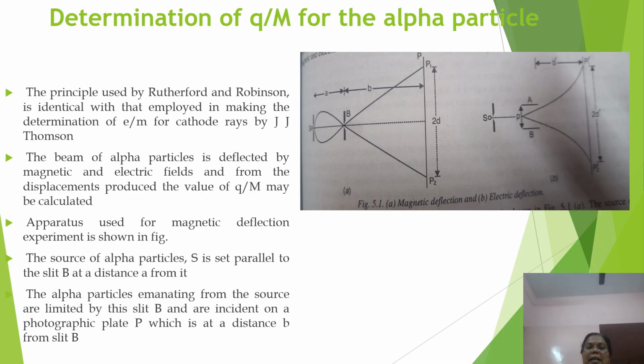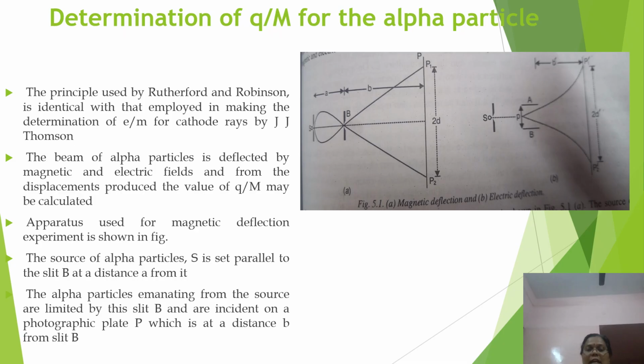So this is the simple experiment to determine the charge by mass ratio of the alpha particle. Here there is a slit arrangement followed by a narrow monochromator pathway through which the alpha particles emerging from the slit pass through B, get scattered, and reach the points called P1 and P2 on the screen. So this apparatus is used for the magnetic deflection experiment.